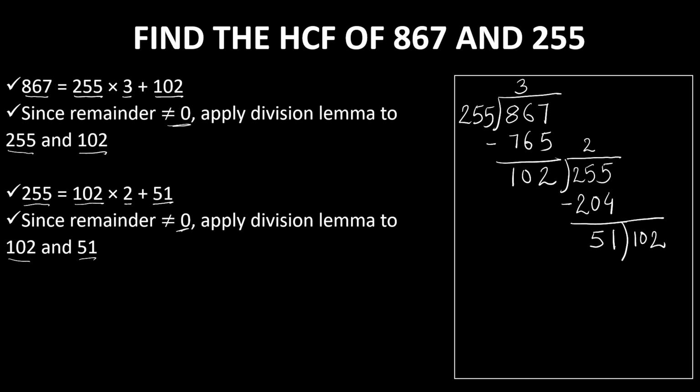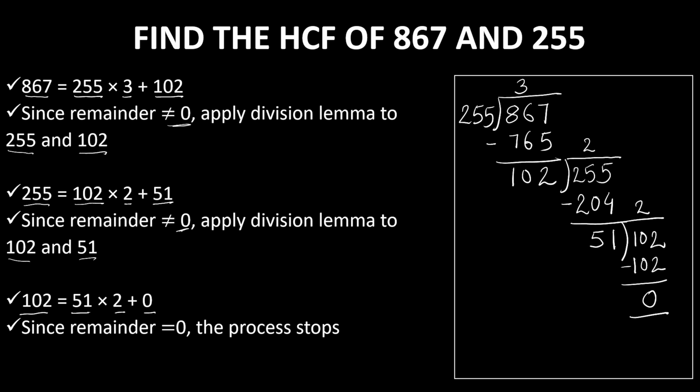Now, let's divide. So, 51 into 2 will bring us 102. On subtraction, we are going to get a remainder of 0. So, here is our last step. Since we got the remainder as 0, we will write it down. 102 is equals to 51 into 2 plus 0. Now, since the remainder is equals to 0, therefore, we will stop the process over here.